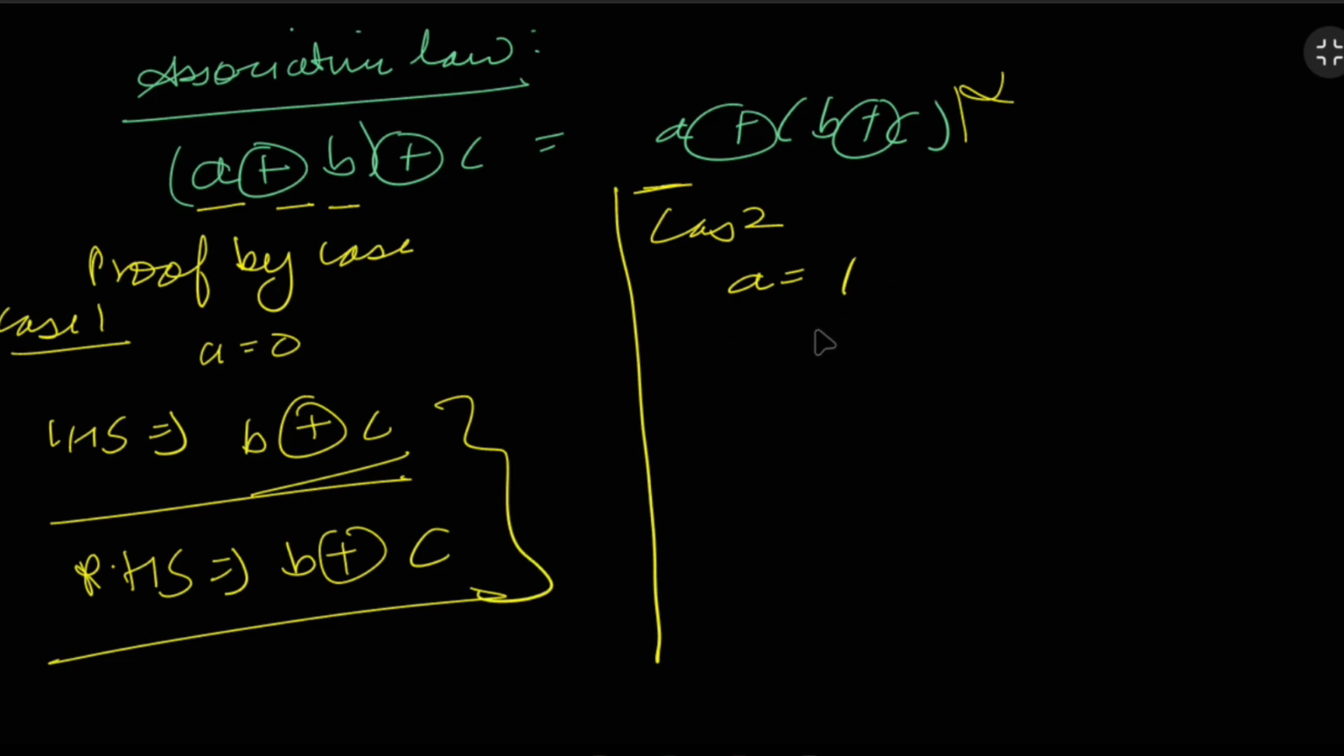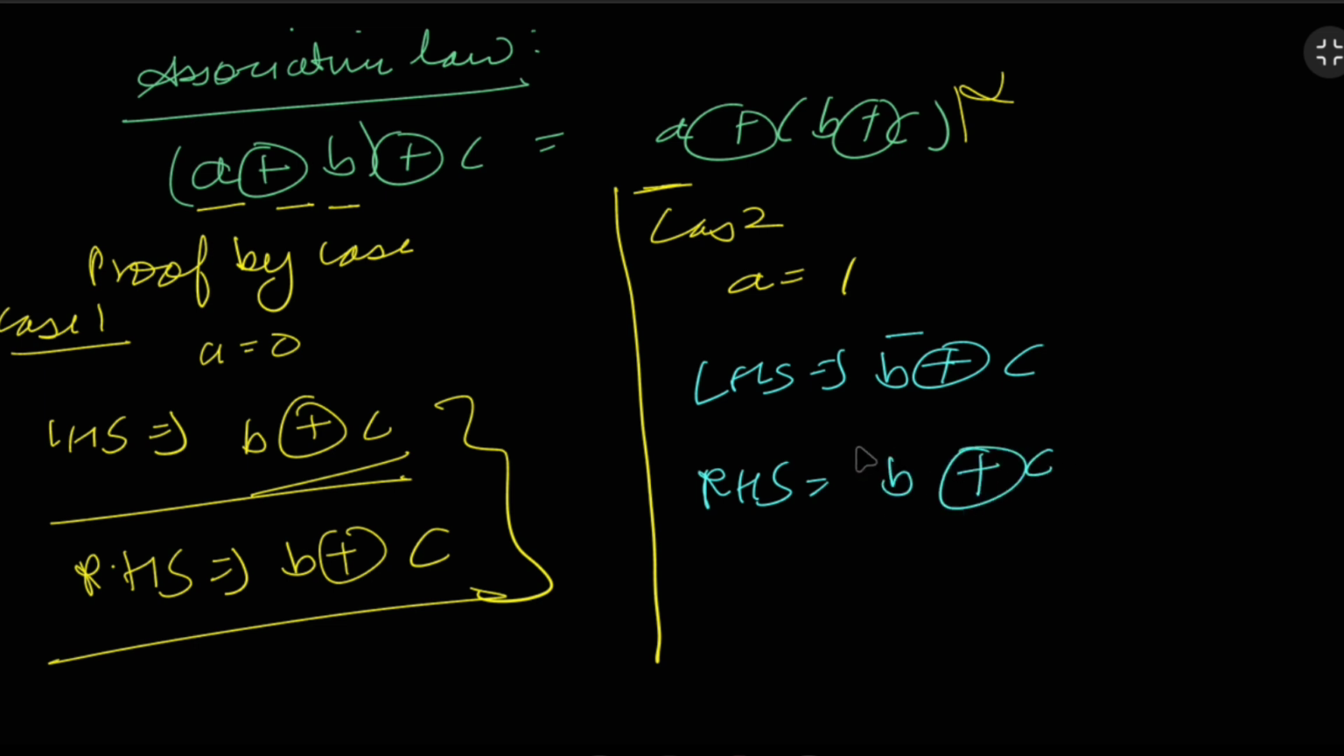And if A is 1, then LHS, RHS. 1 exclusive or B, that is B complement. B exclusive or C. And when A is 1, then B exclusive or C and whole complement. So first you have to see that they are same or not.